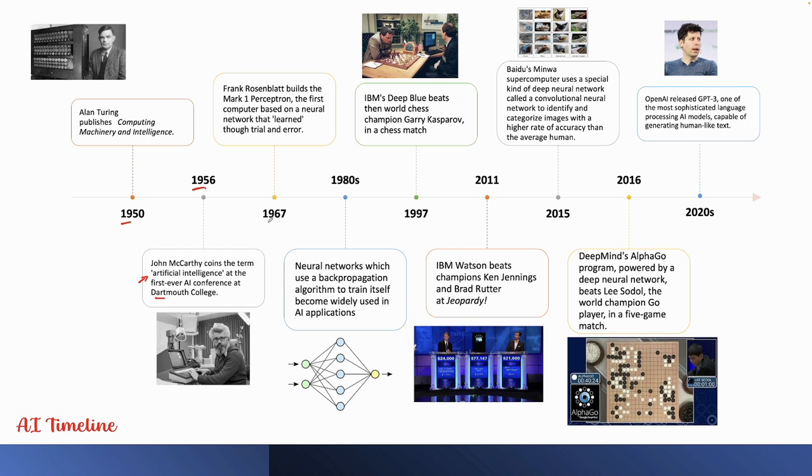So things started maturing in the 1960s. Frank Rosenblatt builds the first Mark I Perceptron, the first computer based on a neural network, guys. So don't worry if you don't know about neural networks. We will do a deep dive into neural networks in our upcoming lectures. But for the moment, you can think about it.